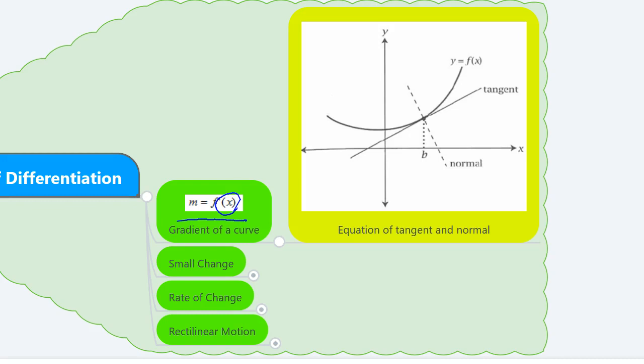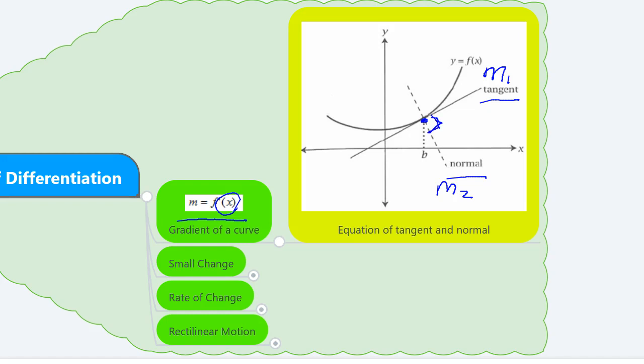Based on that idea, we also look at finding the gradient of tangent and also the gradient of normal. The gradient of tangent is actually the gradient of the curve at a certain point x. Let's say the gradient of tangent is m1. If the gradient of normal is m2, we know that the normal is perpendicular to the tangent.